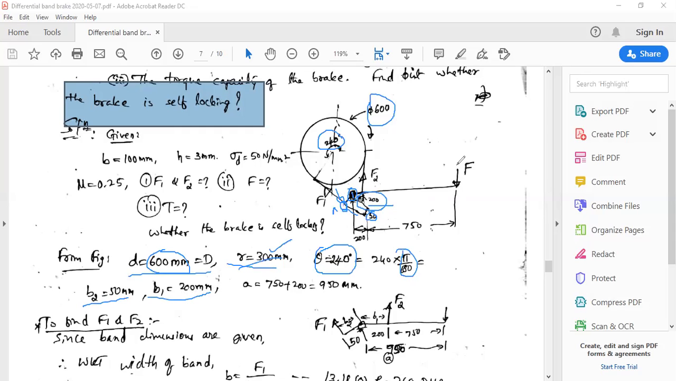And the distance between the line of action of force F and the fulcrum pin is not given directly here, but the distance which is given up to this end connection of the band is 750 mm. But actually what we want is the distance from the line of action of F to the fulcrum pin. So this distance is 750 mm plus 200 mm, so this value is 950 mm. So 950 mm is the value of A.